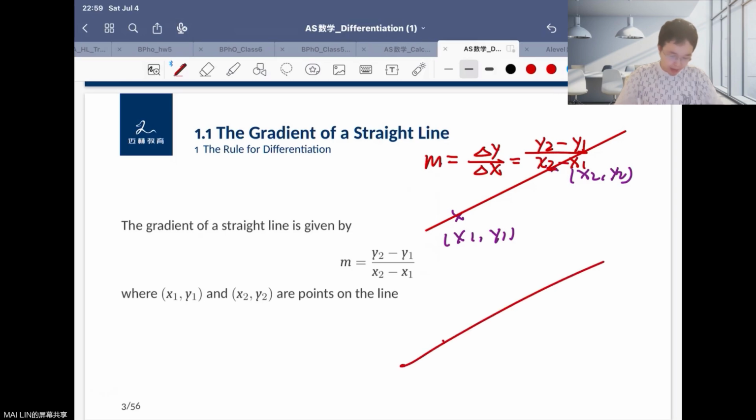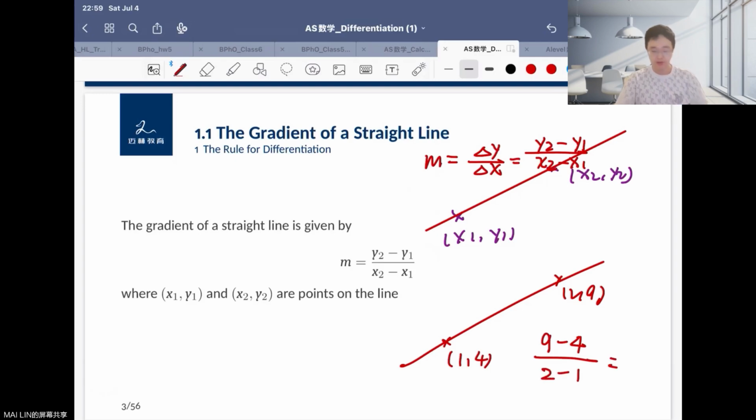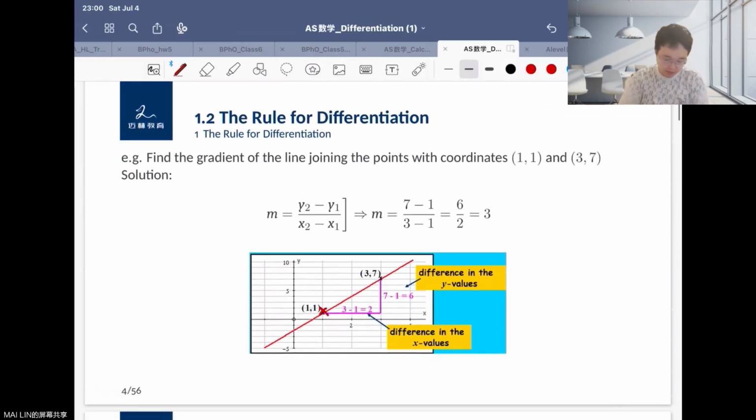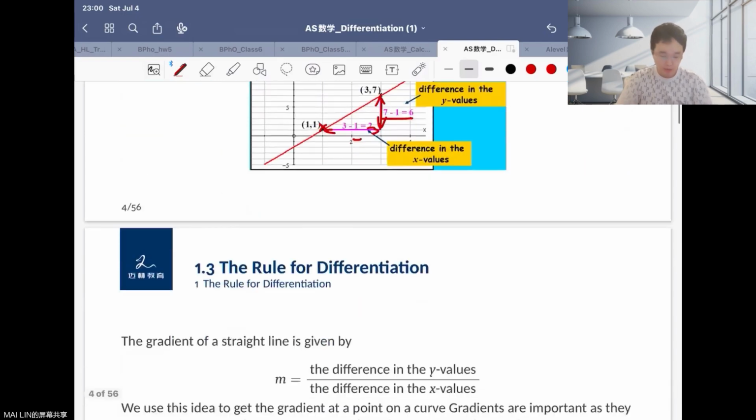For example, with the points (1, 4) and (2, 9), the gradient is 9 minus 4, which is y2 minus y1, over the change in x, 2 minus 1. So that is 5 over 1, which is 5. The gradient equals 5. For the second problem, take the points (1, 1) and (3, 7). The change in y is 7 minus 1, which is 6, and the change in x is 3 minus 1, which is 2. So the gradient m is 6 over 2, which equals 3.